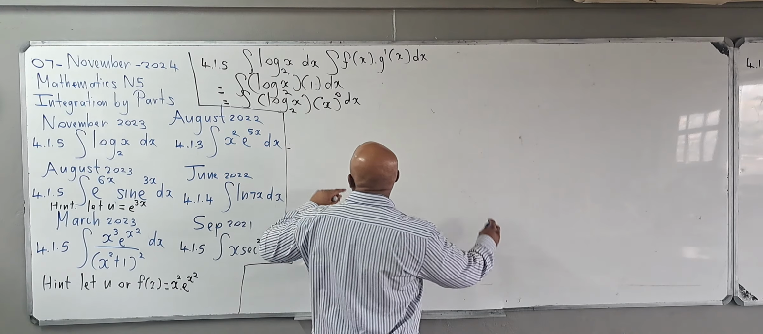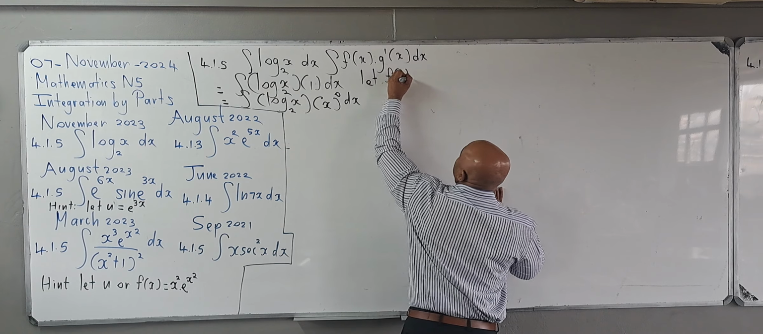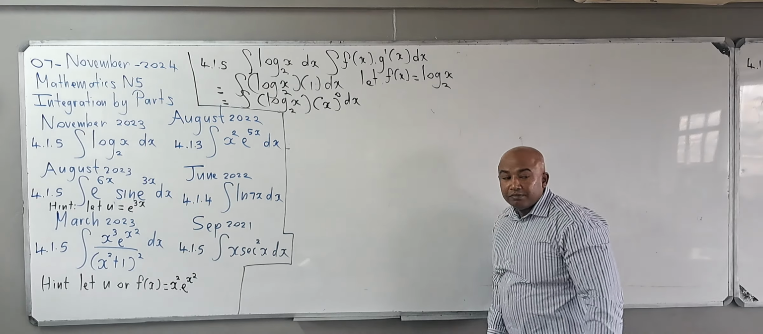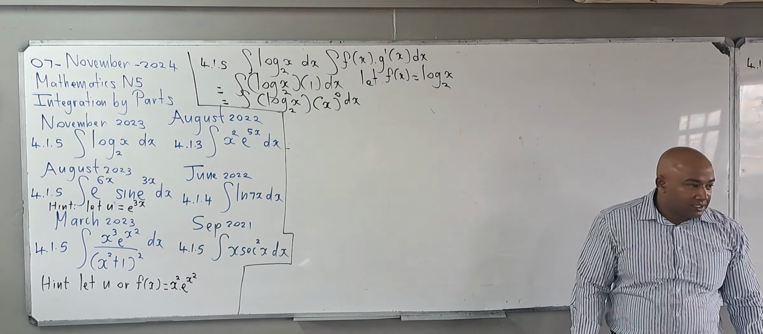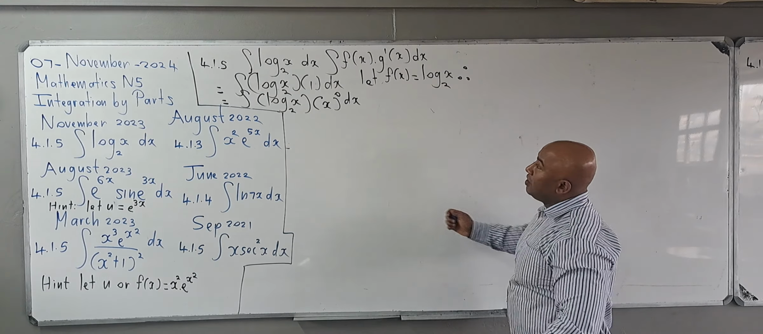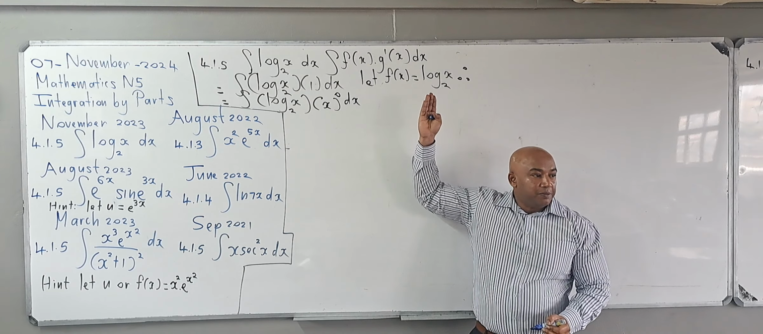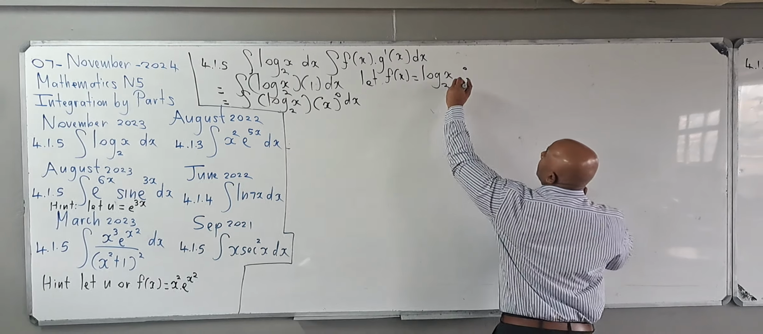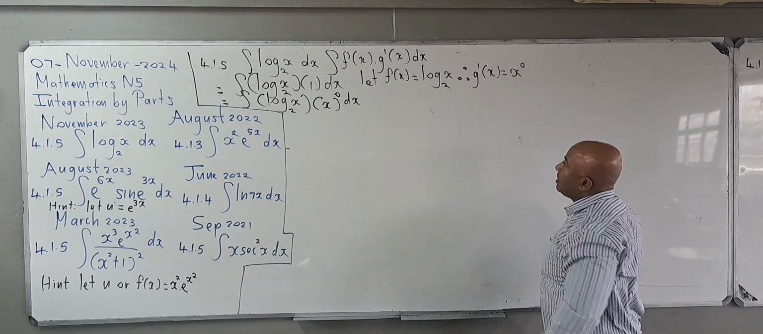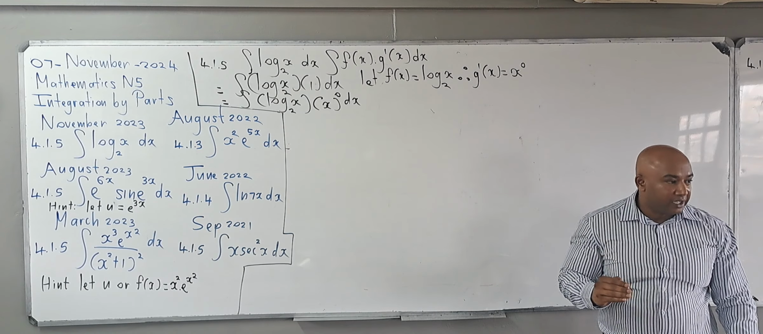Let me do the working out on the side. I'm going to let f of x equal to log x to the base 2. This is from the priority list. Once I have my f of x, the other one automatically is g prime x. Therefore g prime x is equal to x to the power 0. Now I can work out everything else.